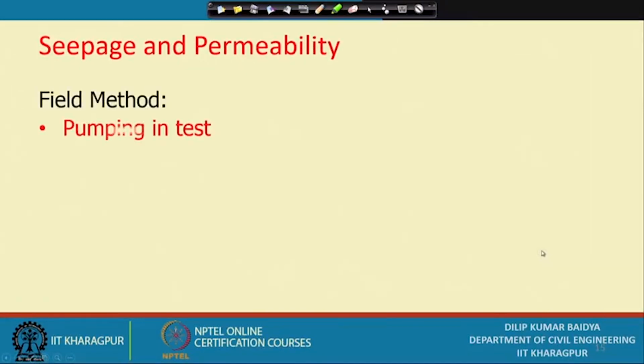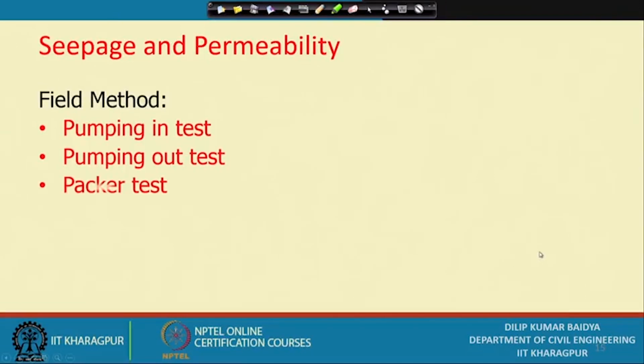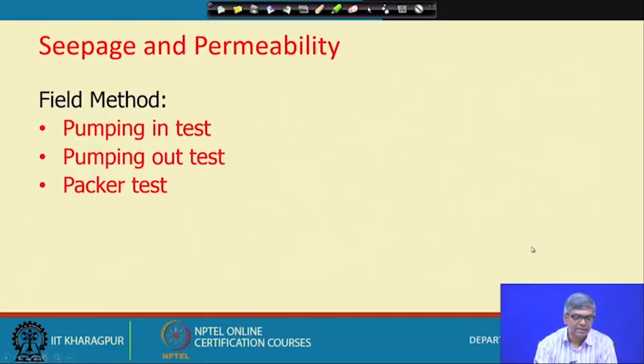And now, I will show you one. In the field, there are many methods available, and out of those the pumping test is quite popular, pumping out, pumping in test, then the packer test. This packer test is quite sophisticated, a lot of cost is involved, and special equipment is required, but our discussion will be limited to the pumping test only, and we will do that maybe in the next lecture.